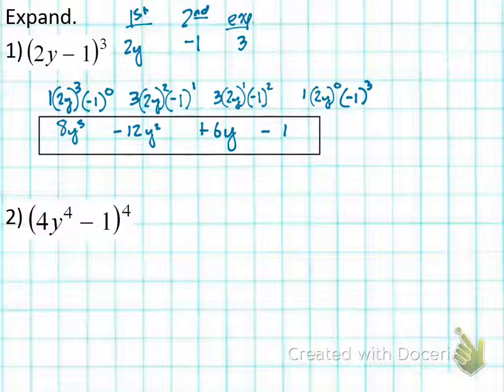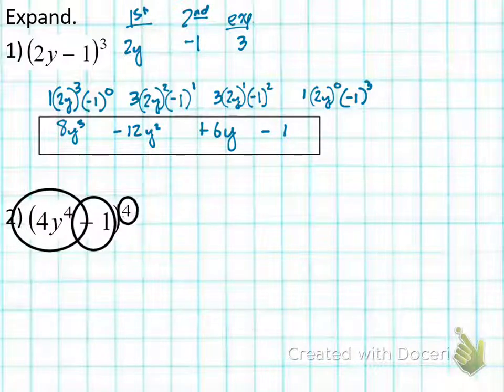Questions on number 1? Okay, you see how it's the same thing, so as long as you stay controlled and organized and you work in little chunks, then you'll be okay. Alright? Number 2. This one's going to be more difficult. So we got 4y to the fourth, minus 1. First term is 4y to the fourth. Second term is -1. Exponent is 4. So I'm going to the fourth level here, which is going to be 1, 4, 6, 4, 1.